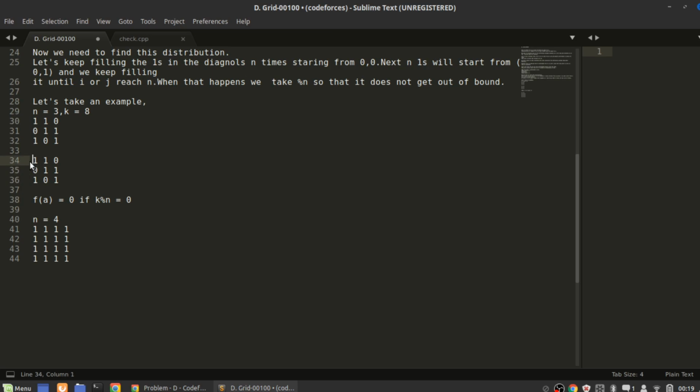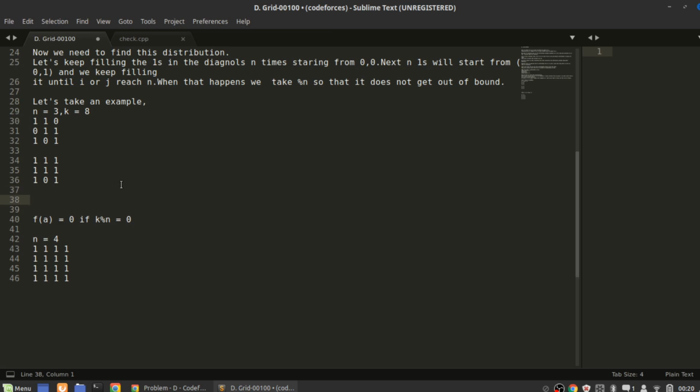So we started from 0, 1. Now we go to 0, 2. Now we place a 1 here, we move down and to the right it is the end of bound, so we go to the beginning again, we put a 1 here. Again if you see, the first 2 rows have 3 ones while the third one has only 2, and k equal to 8. So this is our answer, and f of a will be equal to (3 minus 2) squared plus (3 minus 2) squared, which is 2.